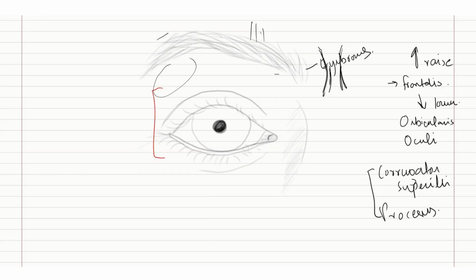Now let's talk about the eyelids. We have two eyelids, as we all know, the upper eyelid and the lower eyelid. Now, what are these lines present in the upper and lower eyelid? These are called palpebral sulcus. If it is present in the upper eyelid, it is called superior palpebral sulcus, and if it is present in the lower eyelid, it is called inferior palpebral sulcus.